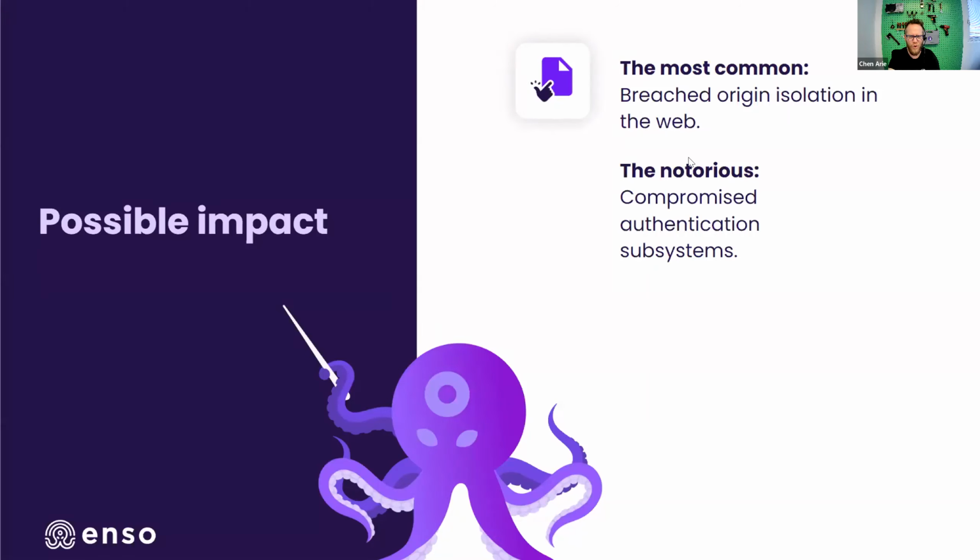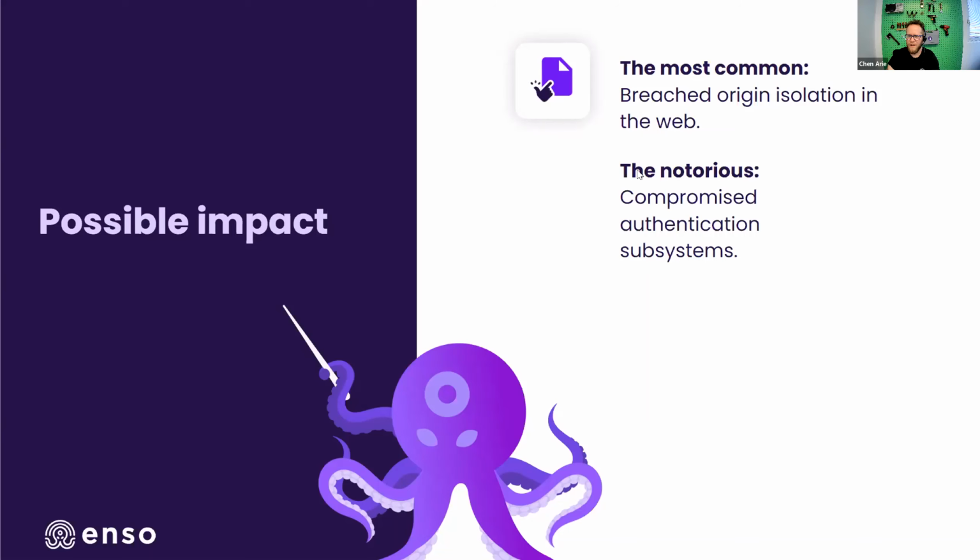But of course, there are always other things, like much more serious scenarios where a full subsystem is compromised. This can happen, for example, when the breached origin isolation is in the authentication segments of your application, but also in other subsystems like, for example, email validation.